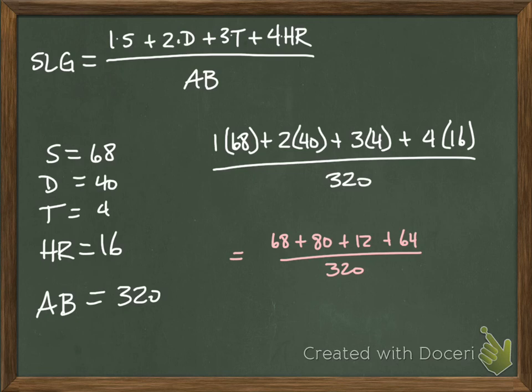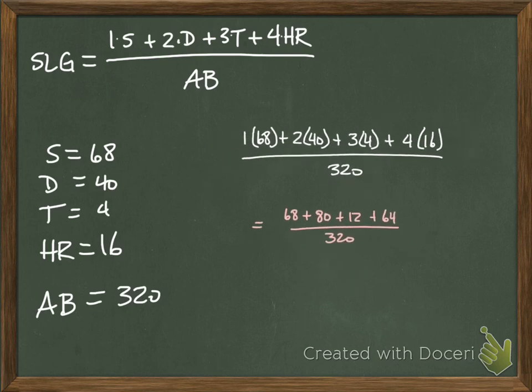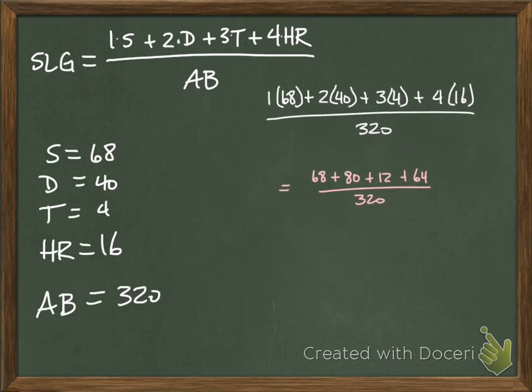So then up top, I end up with 224. I'm going to divide that by 320, and that gives me 0.7. So Bob's slugging average was 0.7, and that's pretty good. So SLG.